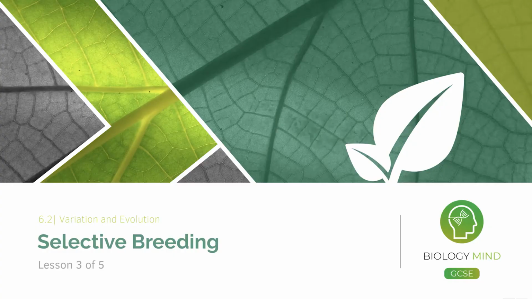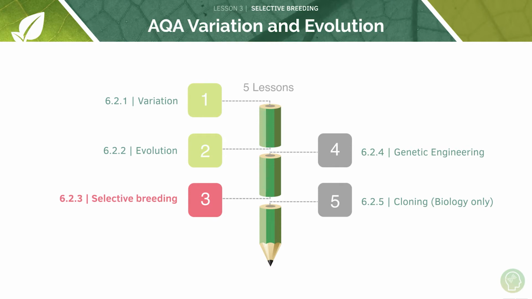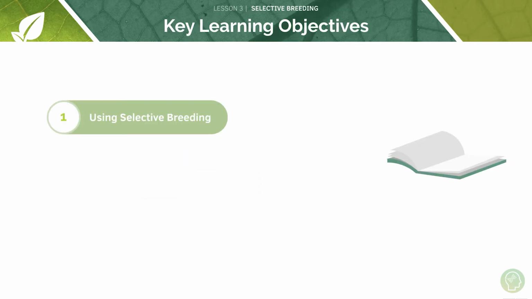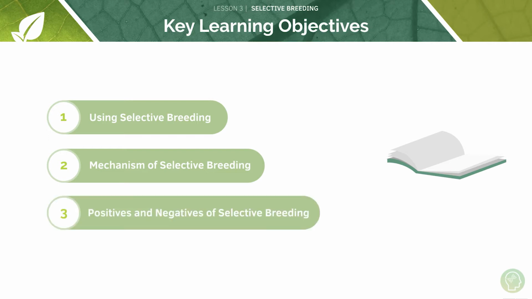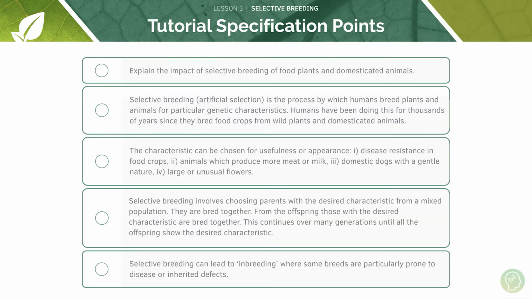So let's get started. Hello and welcome to this tutorial on selective breeding. So we've already had a look at variation and evolution, and this really nicely ties into how we can select for advantageous characteristics in the process of selective breeding. First of all, we'll have a look at why it might be useful to use selective breeding. We'll then have a look at the actual mechanism of it, and then we'll discuss some positives and negatives of selective breeding. So these are our tutorial points for today. As per usual, just make sure that you've covered all of these points and understand all of these points by the end of the tutorial.